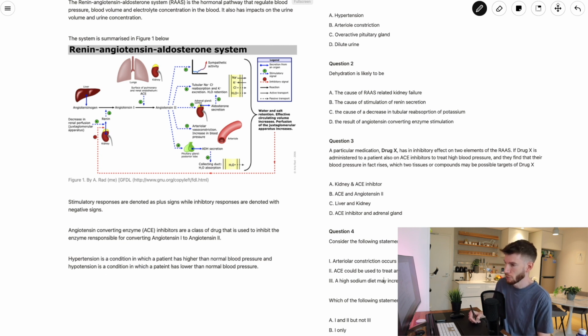Hypertension is a condition in which a patient has higher than normal blood pressure. Hypotension, a condition where they have lower than normal. Another little typo there because whenever I type, I just become dyslexic at that point.